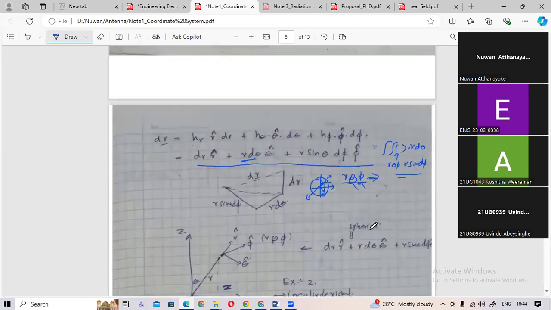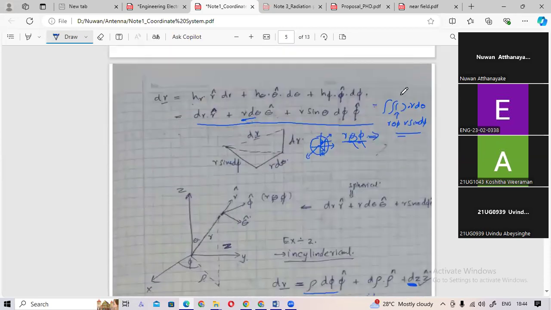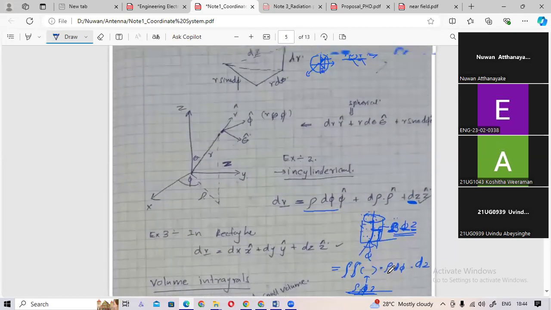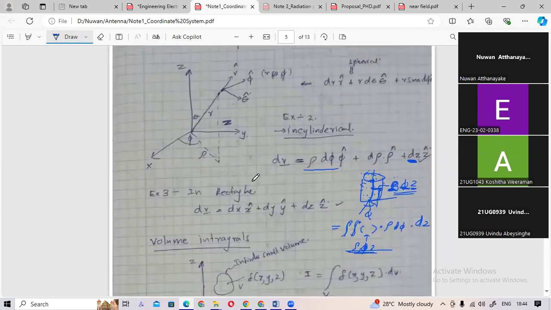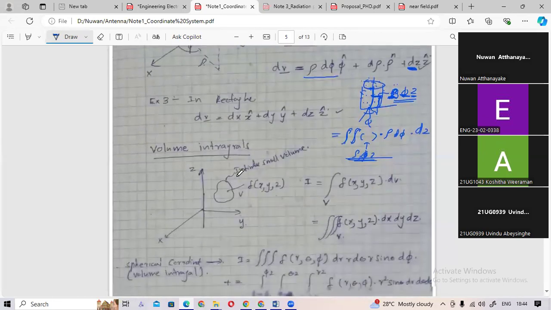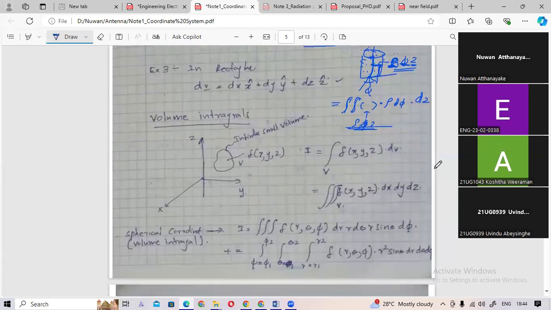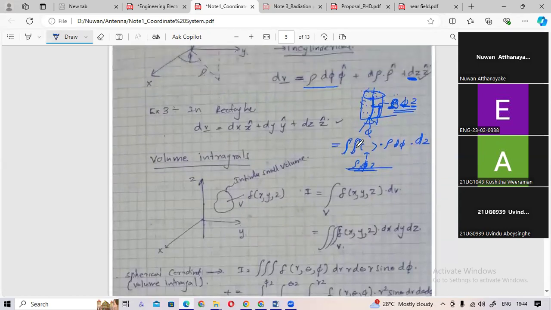Okay, so you better remember these three, and also the volume integration. Now I hope we have to use only this surface integration. Okay, so we will see.